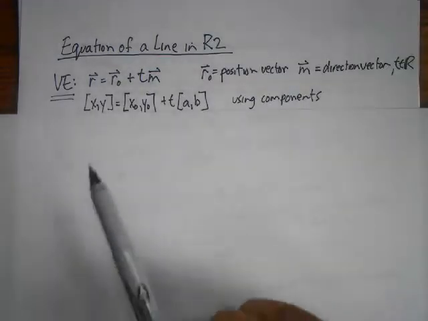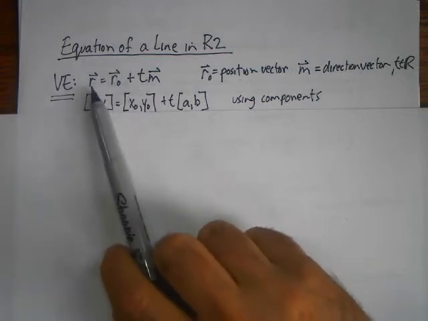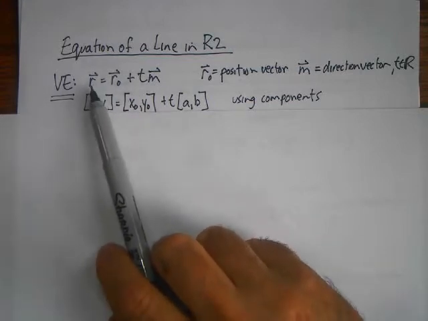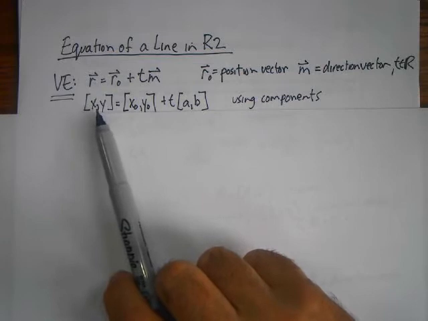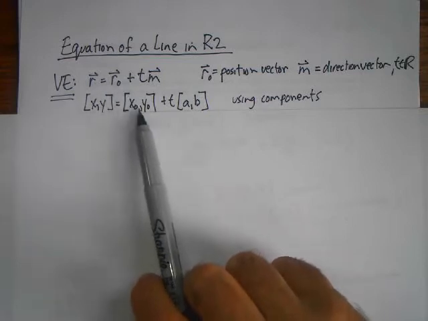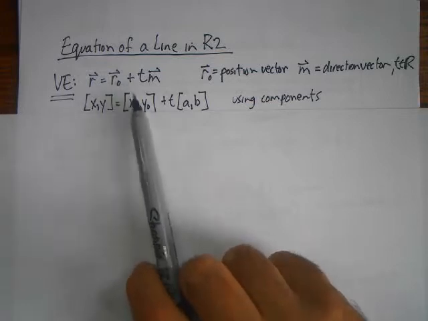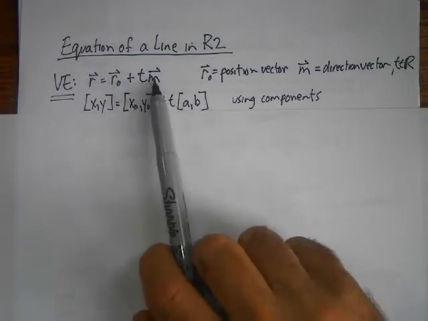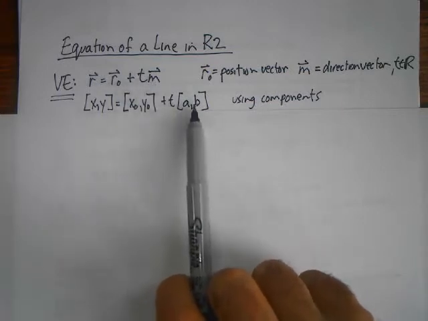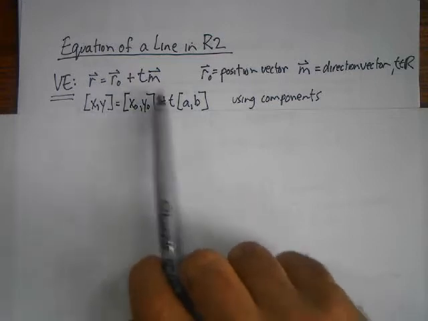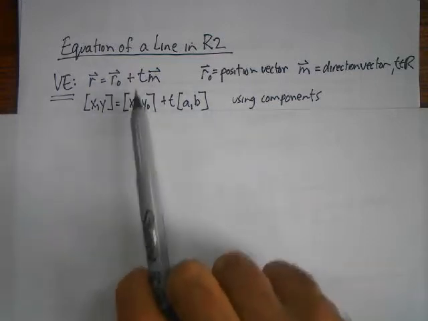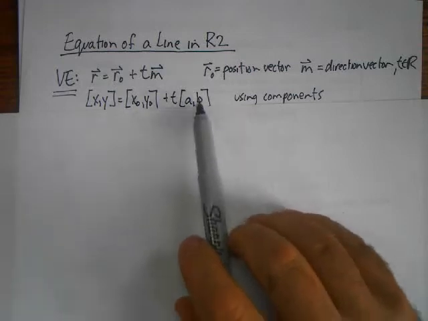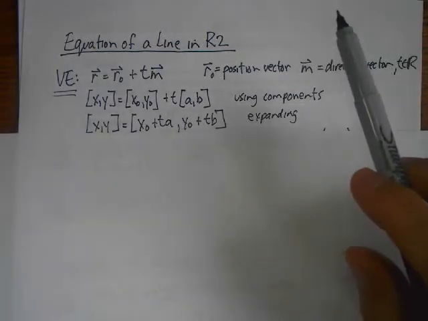If we put this in component form, basically we're just changing vector r to a vector with components x and y. The position vector is x naught, y naught, which is a point on the line. And then we have our direction vector, which we always call m, and the components of that we call a and b. So that's just breaking these into component form, and that's traditionally what the vector equation looks like.